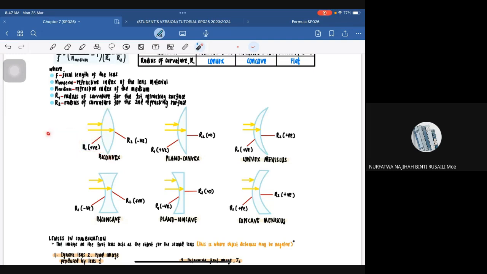Lepas tu dari kiri lagi pergi kanan punya cahaya, this one surface apa? This one kita panggil surface concave. So that's why di sini jadi negatif. Okay, kenapa saya mau emphasize yang ini?